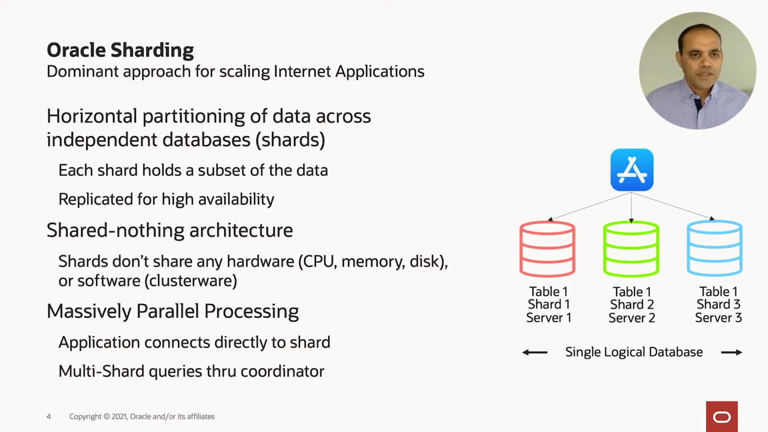What Oracle Database Sharding is, just like other sharding technologies, is horizontal partitioning of data across independent nodes. It uses a shared nothing architecture, and it also enables massively parallel processing. So in this picture, on the right side, I'm showing 3 shards which are deployed on 3 different machines. There are 3 different compute instances. So let's say we have server 1, server 2, and server 3. Each of these servers has a regular Oracle database instance. We call it a shard. So we have shard 1, shard 2, and shard 3.